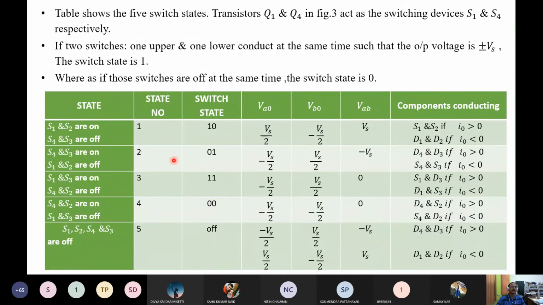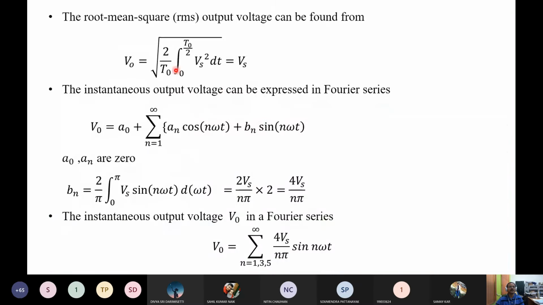Next one is switch Q1, Q2. This already I have explained. This is the RMS voltage, Vs, not Vs by 2. And same here, the expression in the Fourier series. This average voltage will be 0. By Fourier symmetry, even harmonics will be absent, only Bn will be present. Obviously, it is 4 Vs by n pi. On average, it is 2 Vs by n pi.